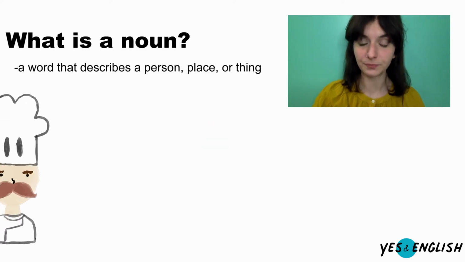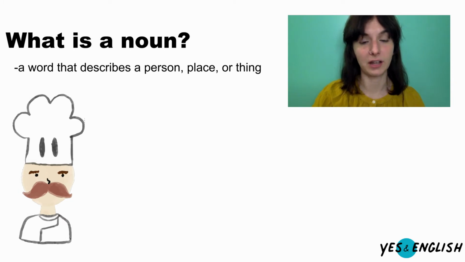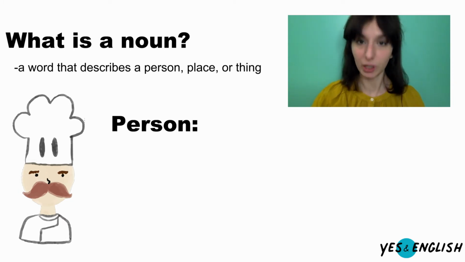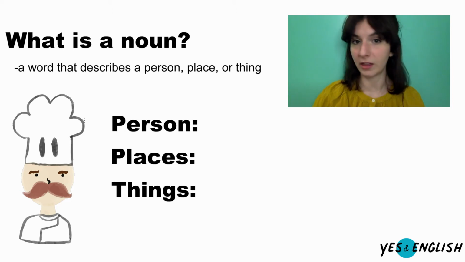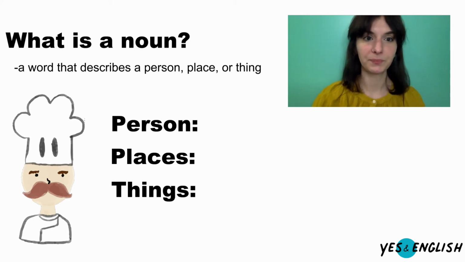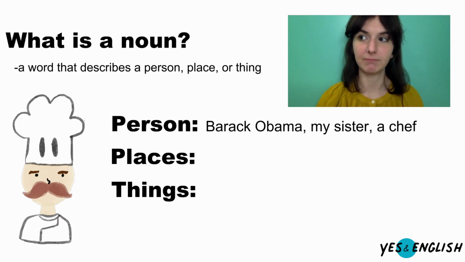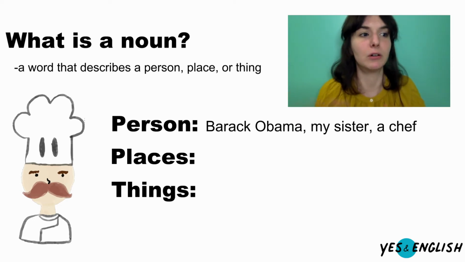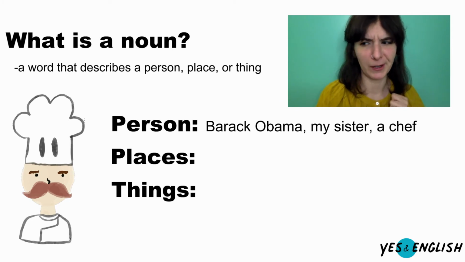So what is a noun? A noun is a word that describes a person, a place, or a thing. So what does that mean? As an example, let's think of a person. A person can be Barack Obama, for example, or my sister, for example, or a chef. A chef is a person, right? This little guy right here. Those are all examples of people.